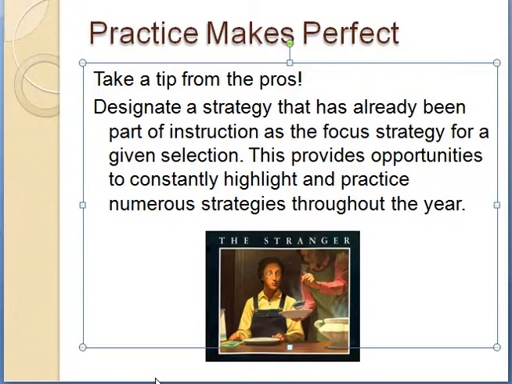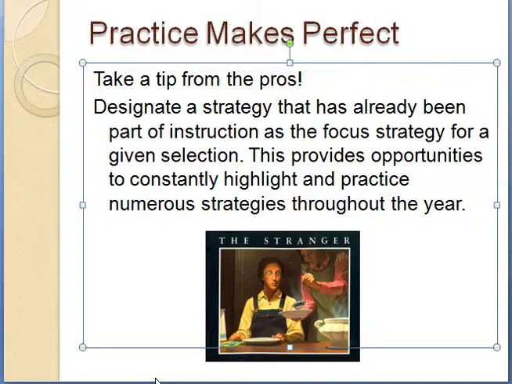The first step, of course, would be to introduce various strategies as described earlier. But after this is done, consider the possibilities for targeting a strategy for practice. This could be at any time, with any text, with any strategy, with any reading situation.